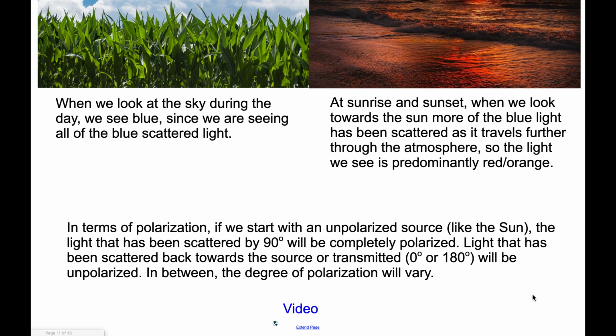In terms of polarization, if we have an unpolarized source like the sun, the light that's been scattered by 90 degrees compared to the angle it came in on will be completely polarized, whereas light that isn't scattered is completely unpolarized. So the blue light in the sky, when you're looking up at the midday sky, is polarized light. In between, there's some amount of polarization.